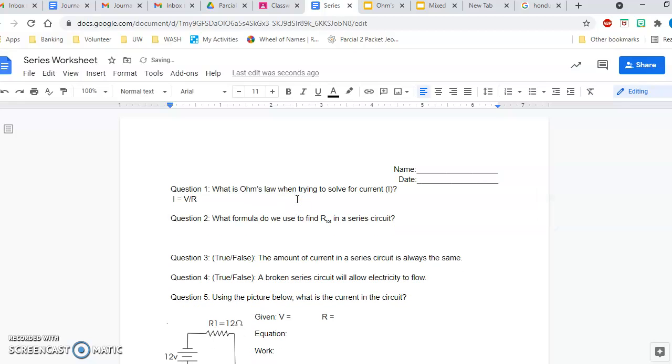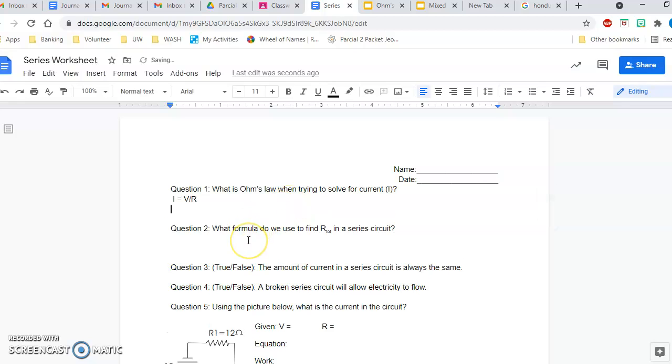The other question that we have is, what is the formula we use to find R total in a series? Well, we just learned on our Zoom call this Monday that we have an equation for our R total, and that is just equal to R1 plus R2 plus R3 and so on, until we just keep adding the amount of resistors or resistance that we have.